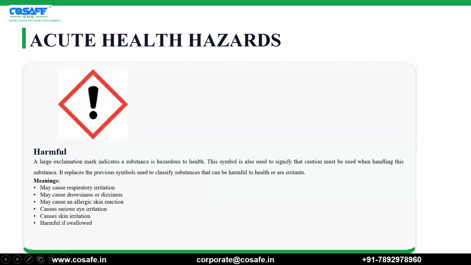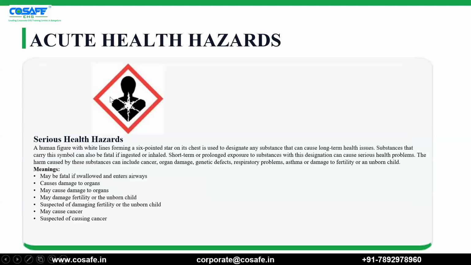This is a symbol for harmful substances. Cousin symbol is in yellow, this one has a red border. Then this comes acute health hazards, serious health hazards. When there is a person and this symbol, then the health hazard is very serious. A human figure with white lines forming a six-pointed star on its chest is used to designate any substances that can cause long-term health issues. Substances that carry the symbol can also be fatal if ingested or inhaled. Short-term or prolonged exposure to substances with this designation can cause serious health problems.